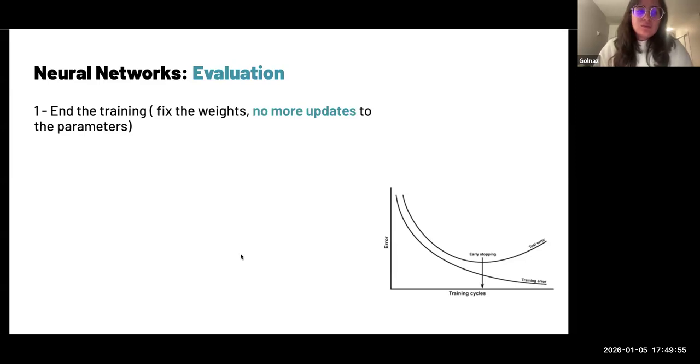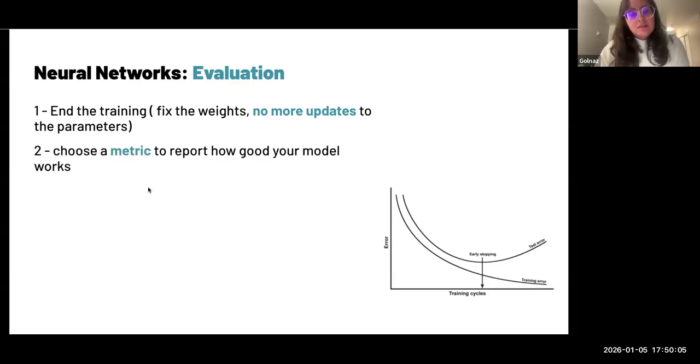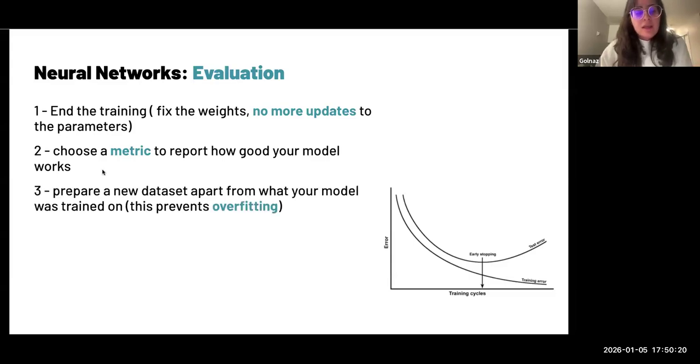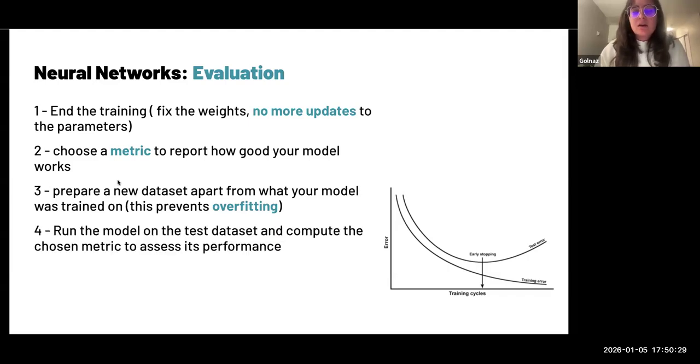To do the evaluation, the general process is, first you end the training, which means no more updates to the weights. They're also called parameters in some literature. Once you fix the weights, you choose a metric to report how good your model performs. And then you prepare a new data set that your model has never seen before, and you report that metric on that unseen data set.